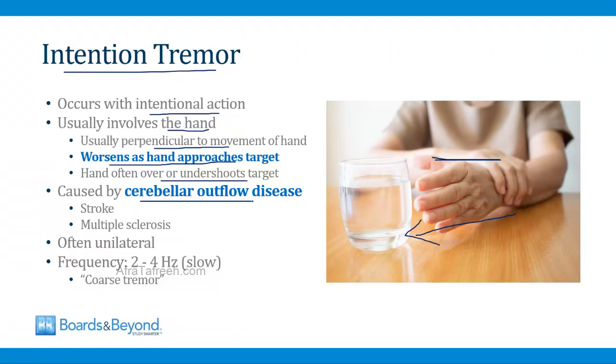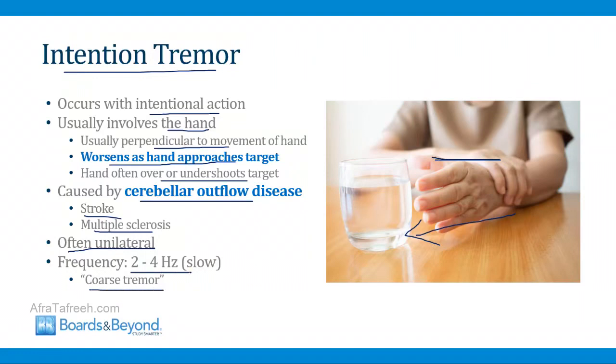It's cerebellar outflow disease caused by some problem in the cerebellum, either stroke, multiple sclerosis, or something else. It's often a unilateral tremor, and that's because lesions of the cerebellum tend to affect the left or right side, and that causes the tremor to be on one side or the other. And it's described as a coarse tremor because it's relatively slow, usually in the range of 2 to 4 hertz.